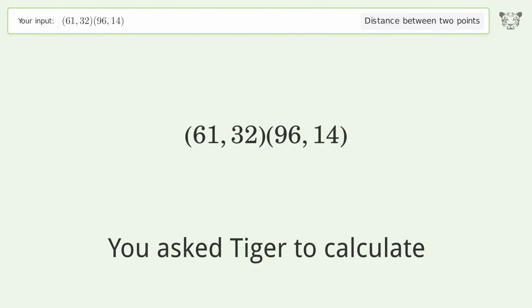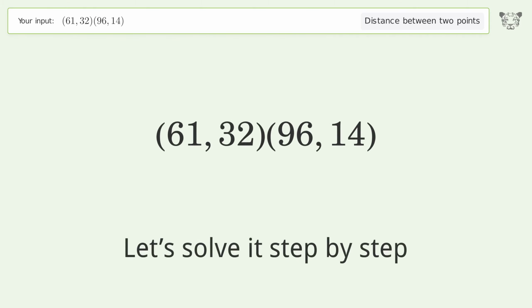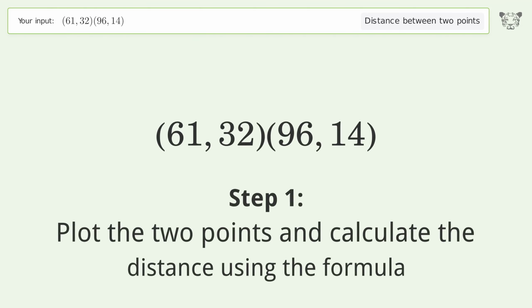You ask Tiger to calculate. This deals with the distance between 2 points. The distance between the 2 points is the square root of 1549, or 39.357. Let's solve it step by step. Plot the 2 points and calculate the distance using the formula.